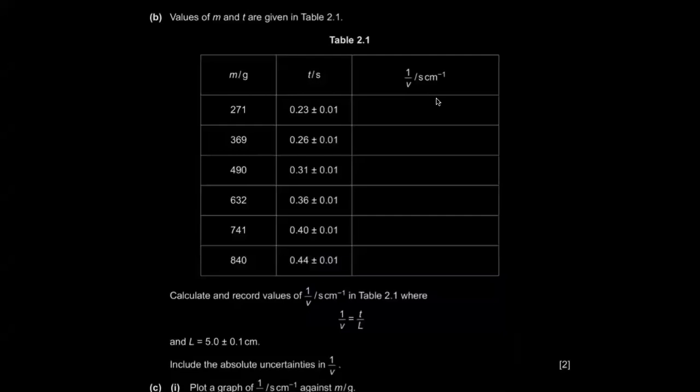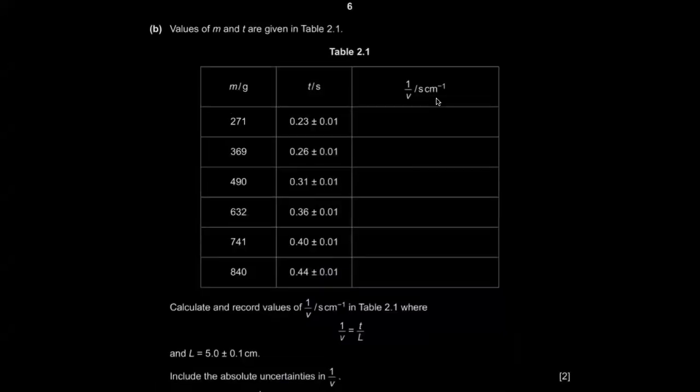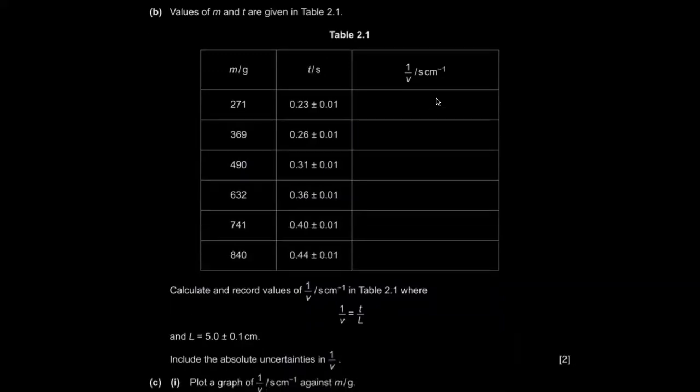So on to the table of values. So values of M and T are given in table 2.1. Calculate and record values of 1 upon V in table 2.1, where 1 upon V is T upon L, and L is 5 plus or minus 0.1. So if you have to calculate 1 upon V, which is T upon L, I have T along with its uncertainties. L also has some uncertainties, and I need to calculate the absolute uncertainties in 1 upon V. So I can use the percentage uncertainty.